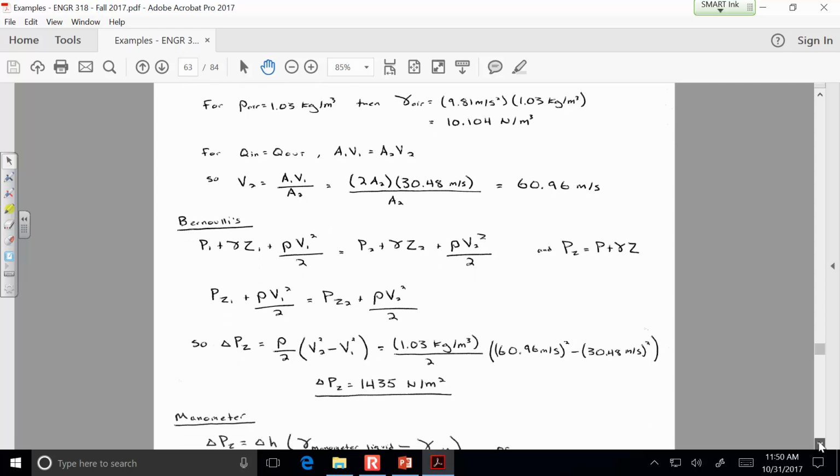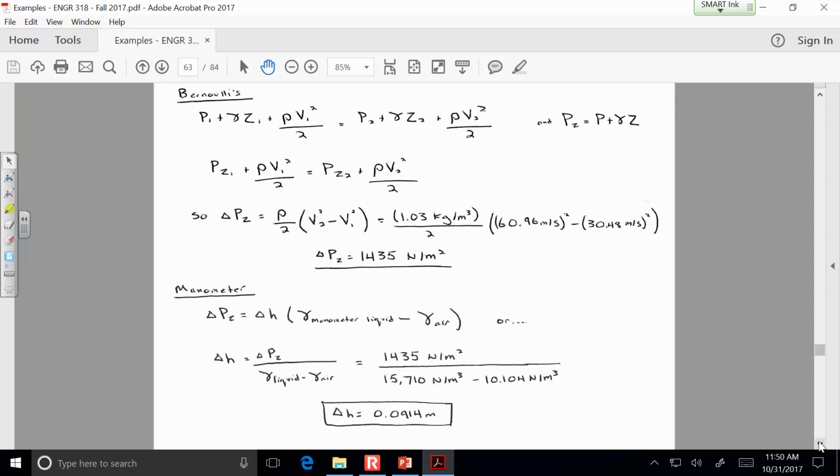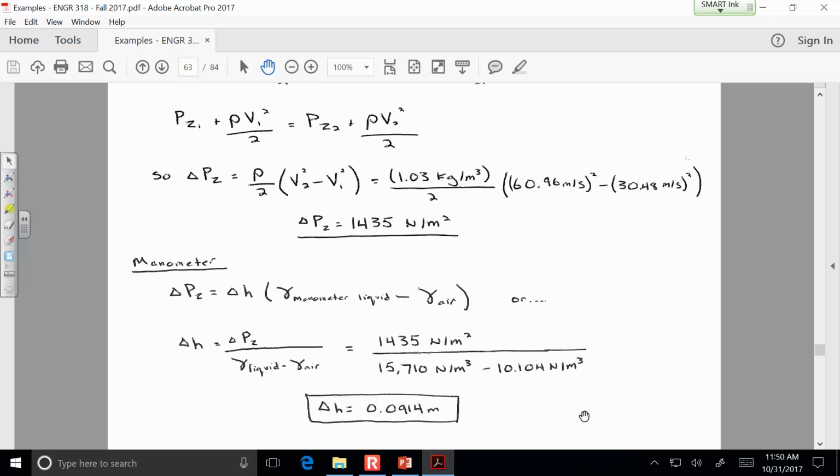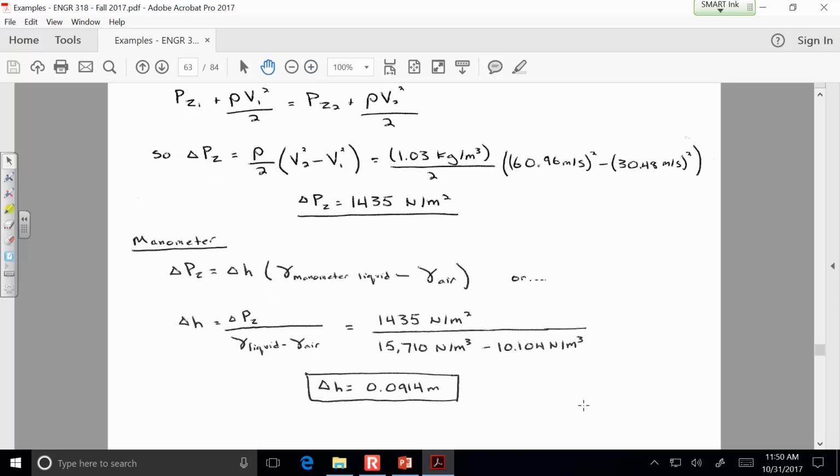And then that's what we substitute into this manometer equation, which is just the hydrostatic equation, really. And so the change in piezometric pressure is equal to the deflection multiplied by the difference in the unit weights. And so in the end, you should get a deflection of 0.0914 meters. So that's what the deflection would be if we were working with this manometer liquid, which has a unit weight of 15,710 newtons per meter cubed. Who knows what that is? It's not mercury, but it's heavier than water, so some hypothetical fluid that has that property.